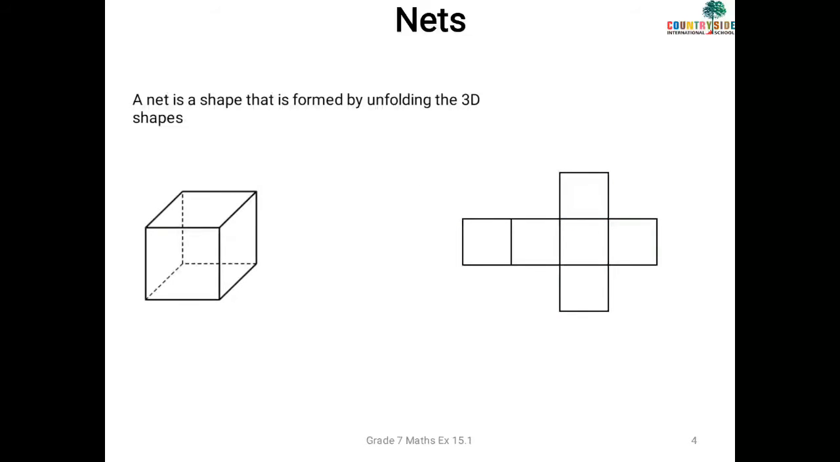Again, read the definition. A net is a shape that is formed by unfolding. Underline this word, unfolding the 3D shapes. So whenever you unfold any 3D shape, the shape that is obtained is known as a net.